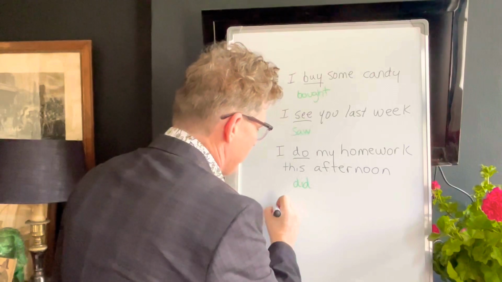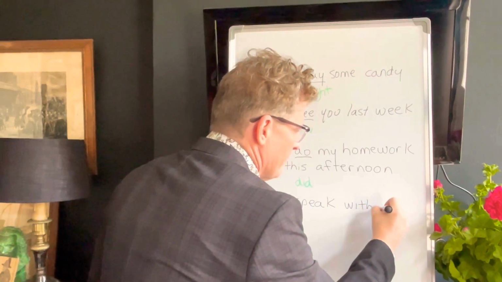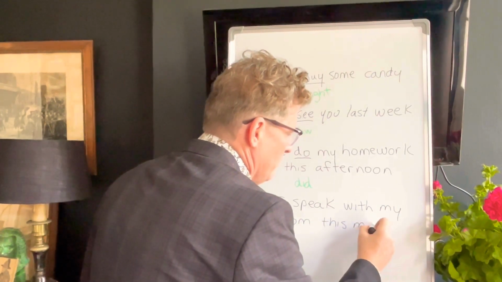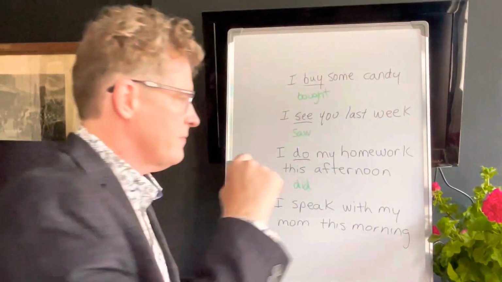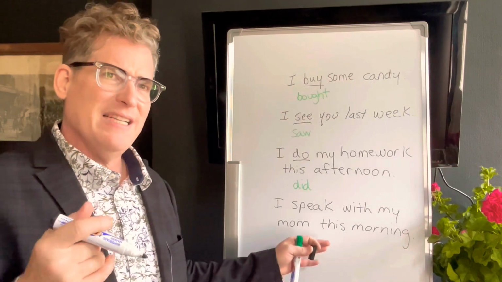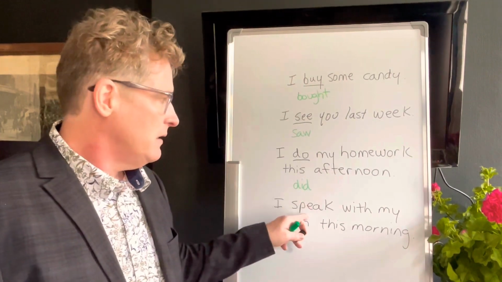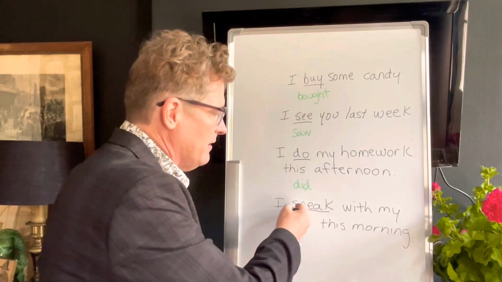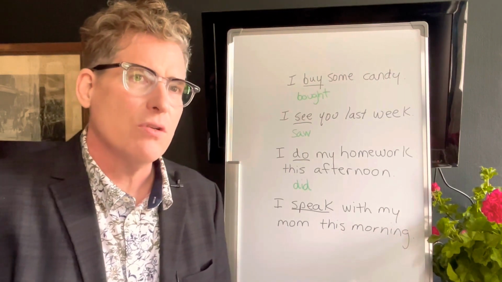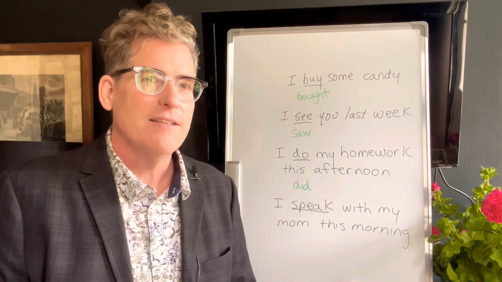Let's take a look. I speak with my mom this morning. Well, right now we're speaking with each other, right? So if I say, I speak with my mom this morning, that's before. That's the past tense, right? So we know speak can't be right. How am I going to fix this? What word will I use? Remember, this is an irregular form, and I know you guys know it. I'll give you a moment. Are you writing it?